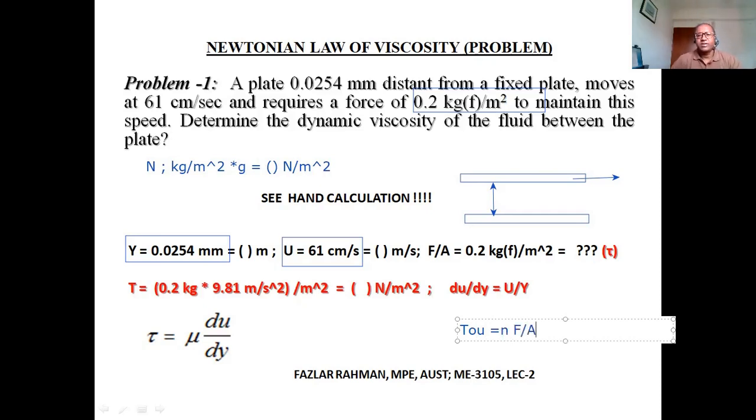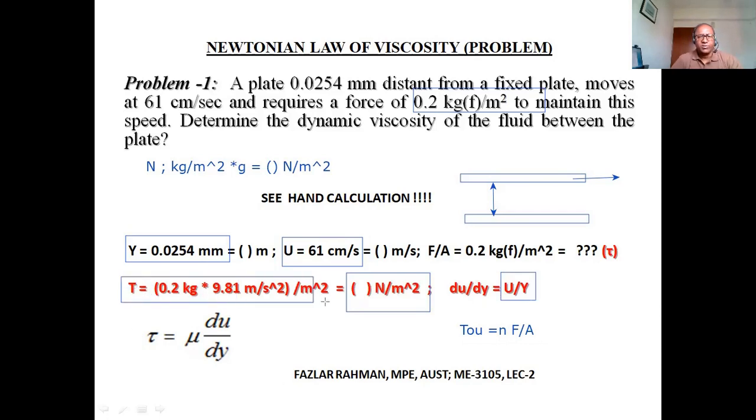So tau is given. So what we did is that tau equals the force per unit area, given force per unit area. So you multiply by 9.81, so your unit will be Newton per meter square. So this is your formula, du by dy, and du by dy equals how much? Capital U by bigger Y. So capital U is given, 61 centimeter per second. The distance between the plates is already given. So we have this value. From there, the tau value is right over here. So you figure out the value of mu.